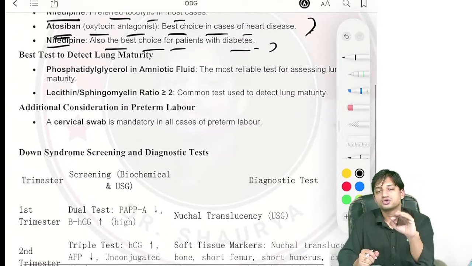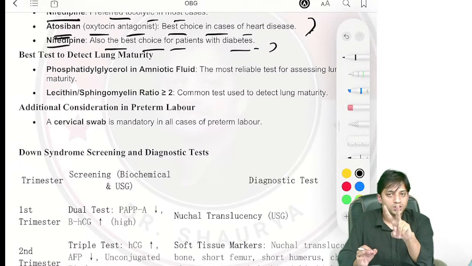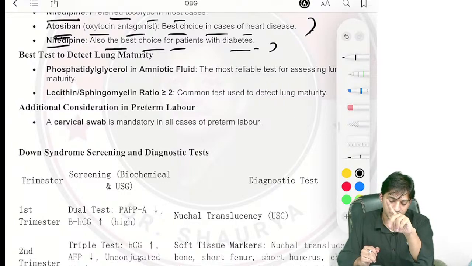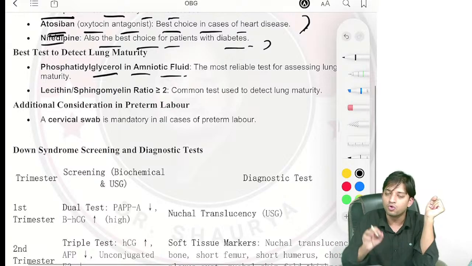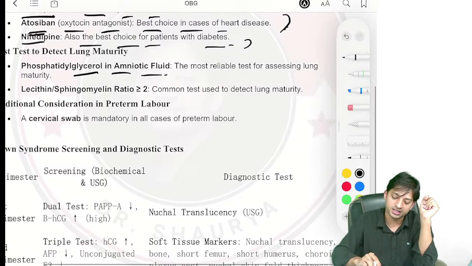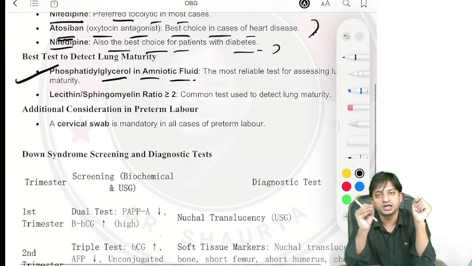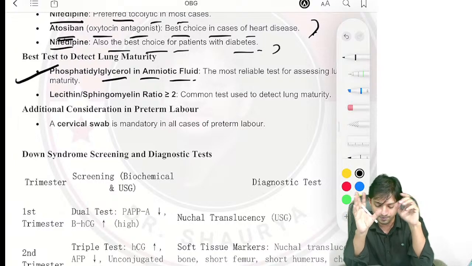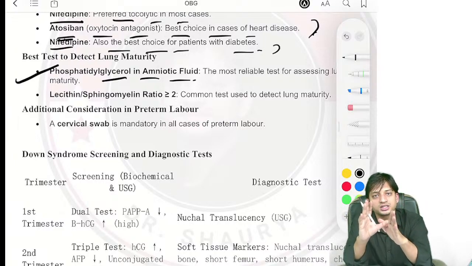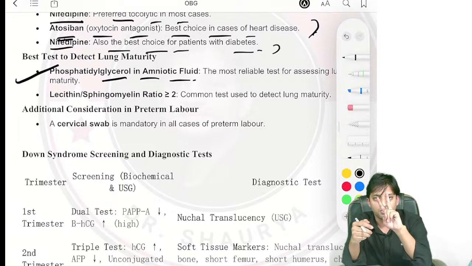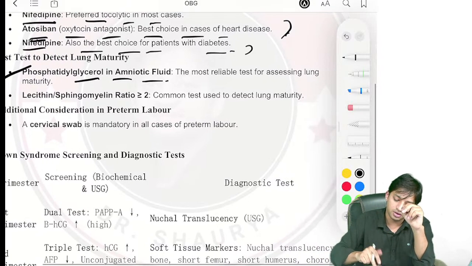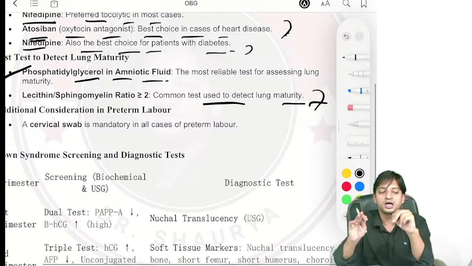Now, the best test to detect lung maturity. Two tests they have asked you, right? First is phosphatidylglycerol in amniotic fluid, right? Most reliable test for assessing the lung maturity. If the phosphatidylglycerol is present in the amniotic fluid, that means the fetus has achieved lung maturity. Now, lecithin sphingomyelin ratio more than or equal to 2. It can be the common test used for detecting the lung maturity.